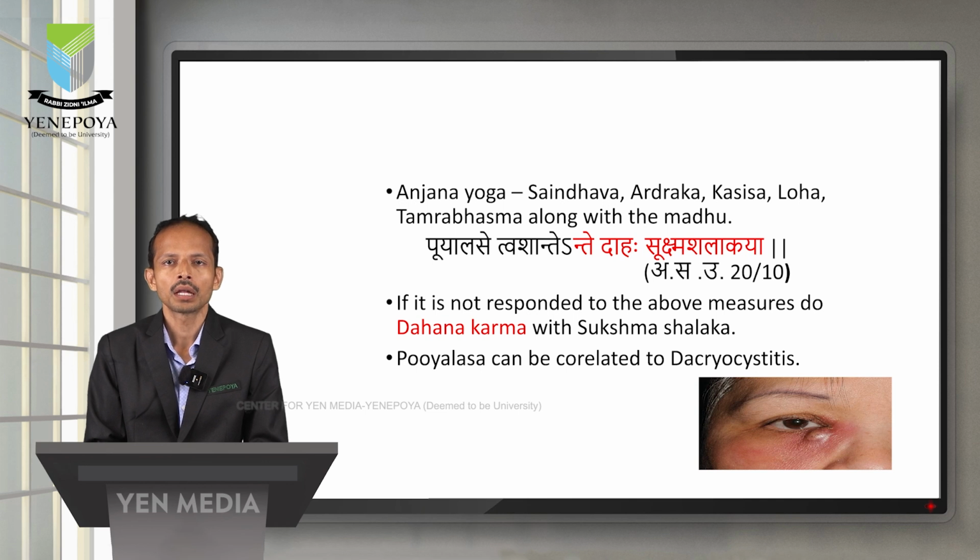Puyalase Tvashante, Antardaham Sukshma Shalakaya. As per Ashtanga Sangraha, if the disease does not subside by the above treatment, then you have to do Agni Karma with the help of a Sukshma Shalaka. And this condition is correlated with dacryocystitis. It is an acute suppurative inflammation of the lacrimal sac.